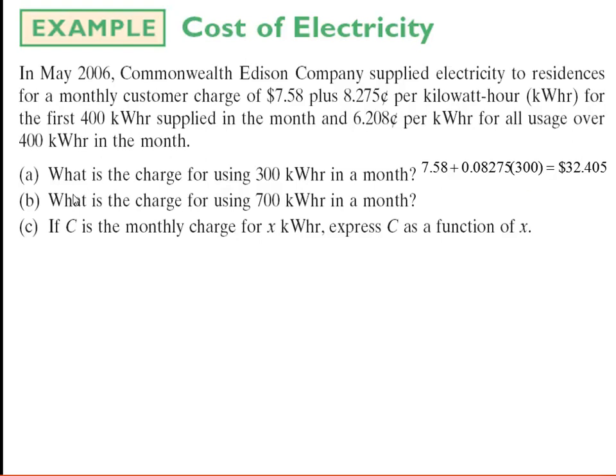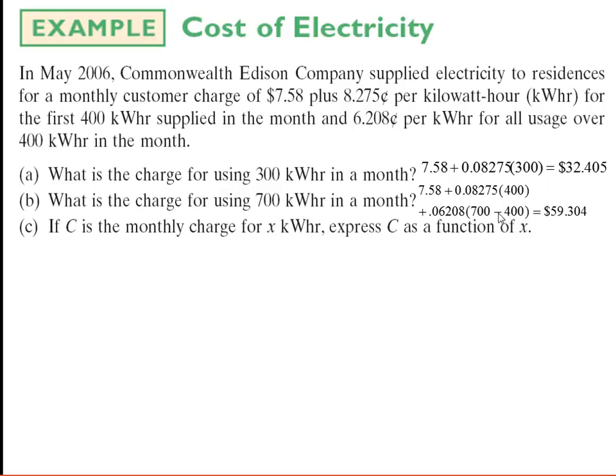Now part B says, what if you use 700 kilowatt hours? Think about this: if I use 700 kilowatt hours, the first 400 get charged at this rate, and then the 300 over that get charged at this rate. So my equation has this flat 7.58, the first 400 charged at that rate, and then the 300 over being charged at that other rate. Think about how we get that 300: we take the X value we were given, our usage, and subtract out the first 400 that we already calculated.